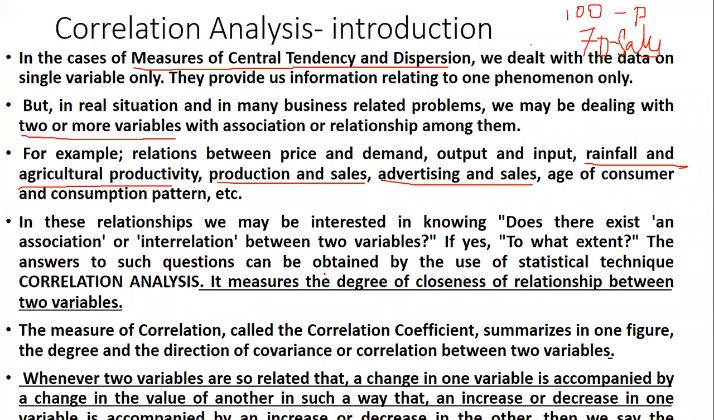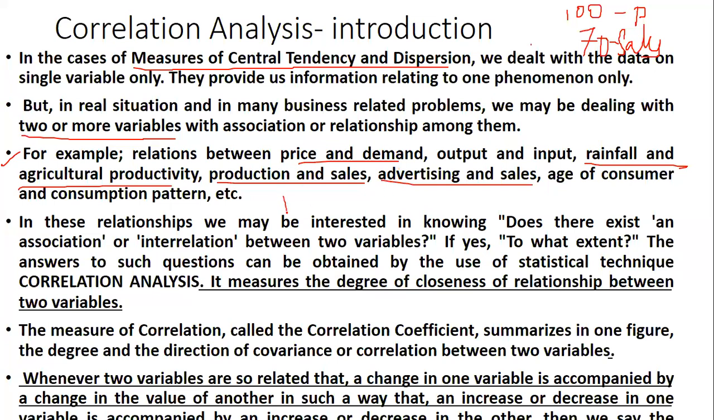Understood? So here in correlation analysis, we will be understanding the close relationship between two or more variables which is related to business. That is your correlation, and there are a lot of examples. All these examples you can understand. Price and demand: if price increases, demand decreases. If price decreases, the demand will increase.